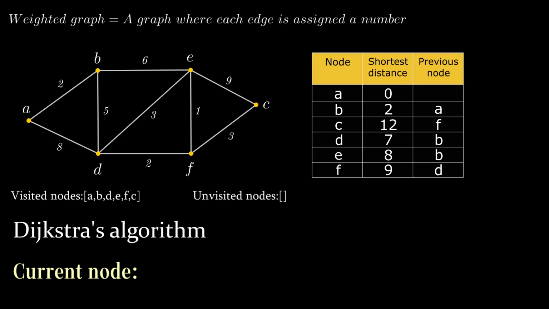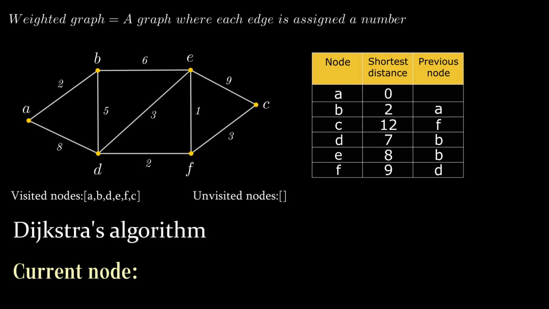So we have some important information stored in our table about this graph. We have the shortest distance from A to every other vertex in this graph, and we have the previous node, which helps us reconstruct the shortest path. So for example, if we want to reconstruct the shortest path from A to C, the first thing we see is that the shortest distance is 12.